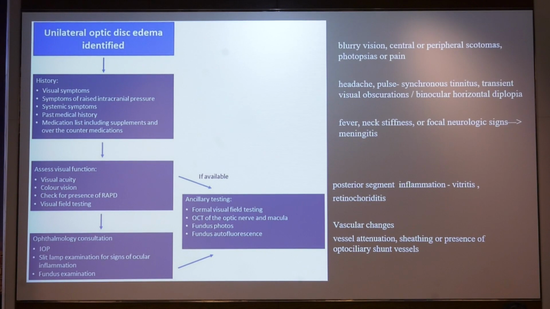So a disc edema can be unilateral or bilateral, just a discussion on unilateral. So if you have identified it's a true disc edema, you have to take a thorough history of the patient, in which it includes visual symptoms, whether the patient has blurring of vision, whether the scotomas are there, if it is associated with pains.